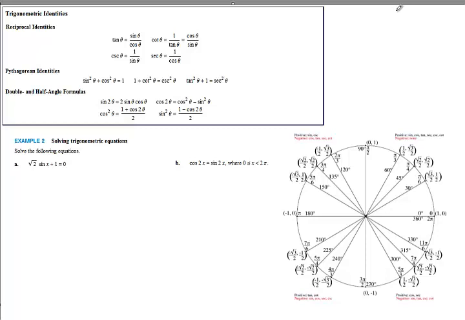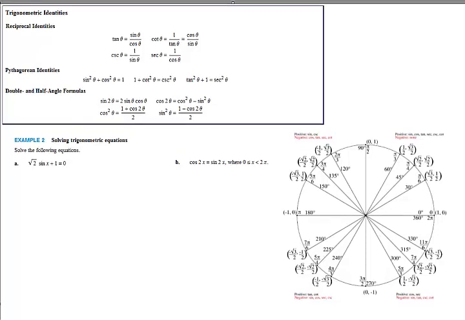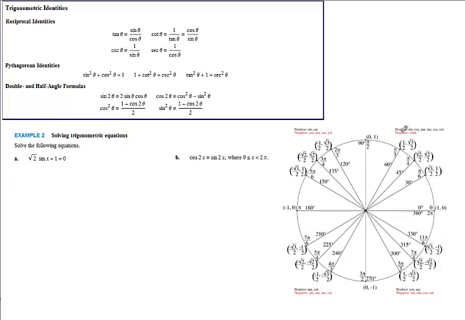Here are the various trig identities that you're expected to kind of have memorized and or be very familiar with, know off the top of your head, I guess. So if I'm solving this trig equation here, I'm going to move the 1 over it and then divide by the square root of 2. So it would look something like this.